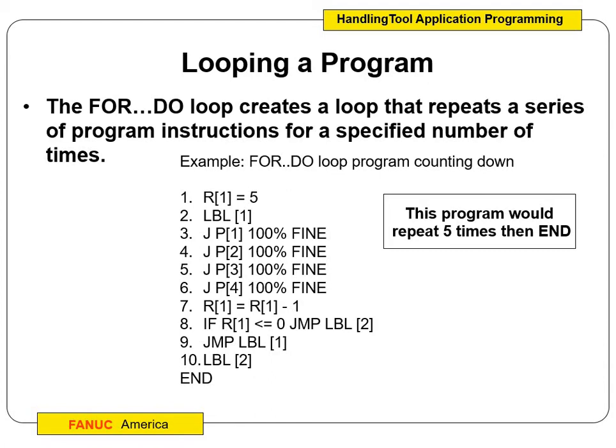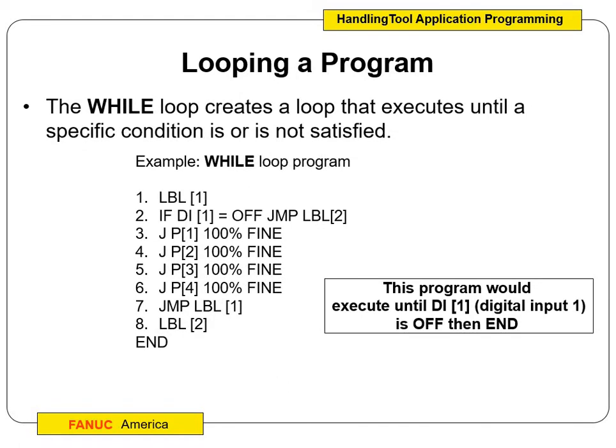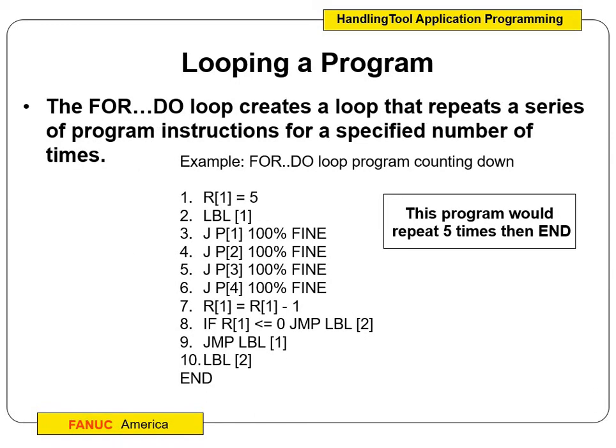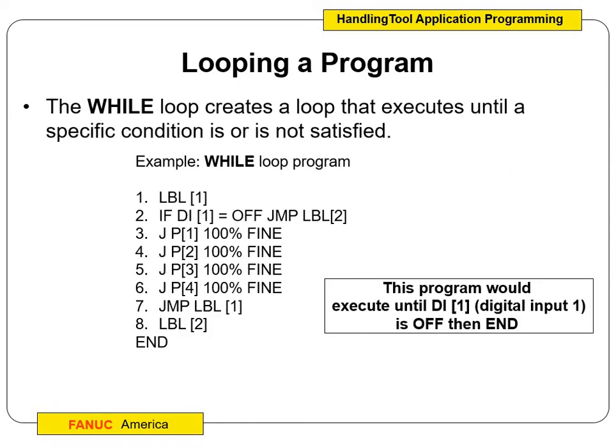You're going to do this with your circle program, your box program, or your triangle program as we go through this in the lab. This is called a while loop. Remember, the ones before are called the for do loops. This is a while loop. What this does is it creates a loop that executes until a specific condition is or is not satisfied. Notice we're not defining any registers here.